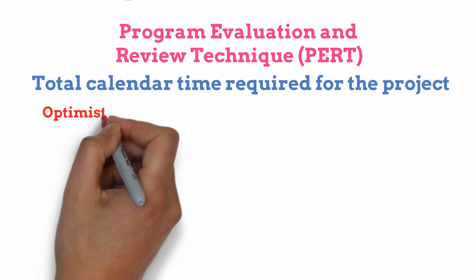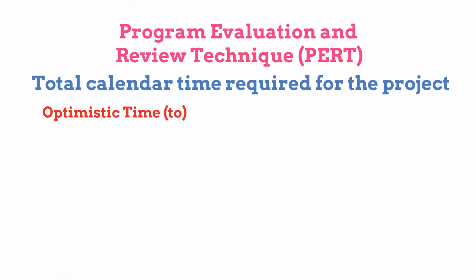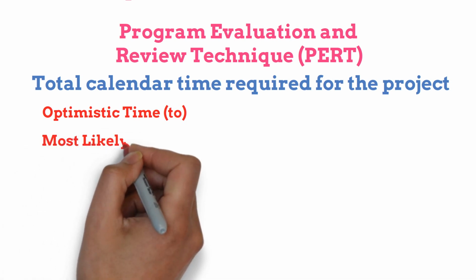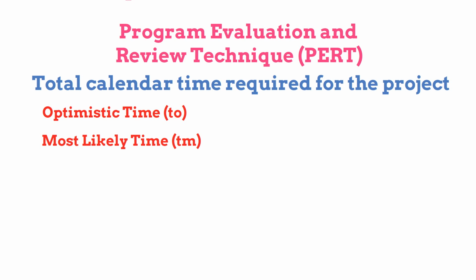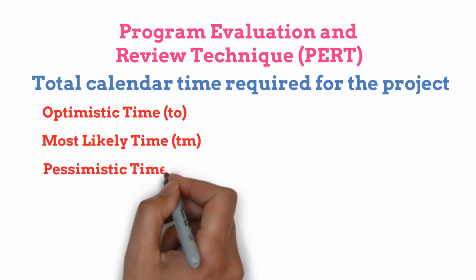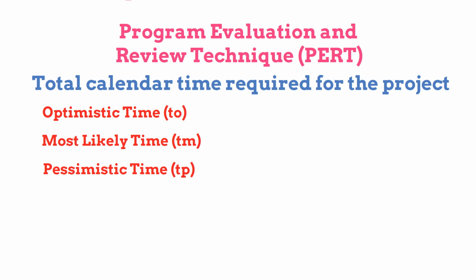The optimistic time estimate, or TO. It is the shortest possible time to complete an activity in ideal conditions. In this time estimate, no provisions are made for delays or setbacks. The most likely time, or TM, it assumes that things go in the normal way with few setbacks. The pessimistic time, or TP, it is the maximum possible time if everything goes wrong and abnormal situations prevail. However, major catastrophes such as earthquakes are not taken into account.